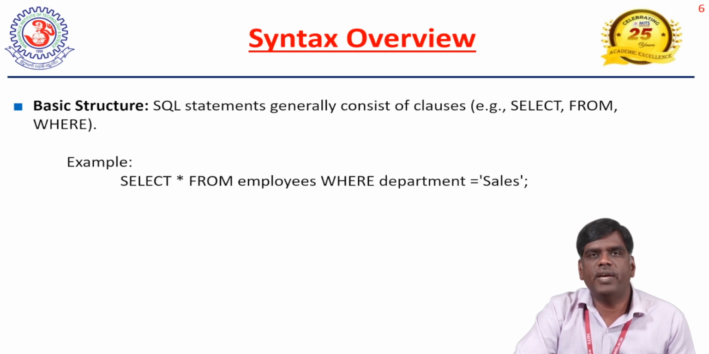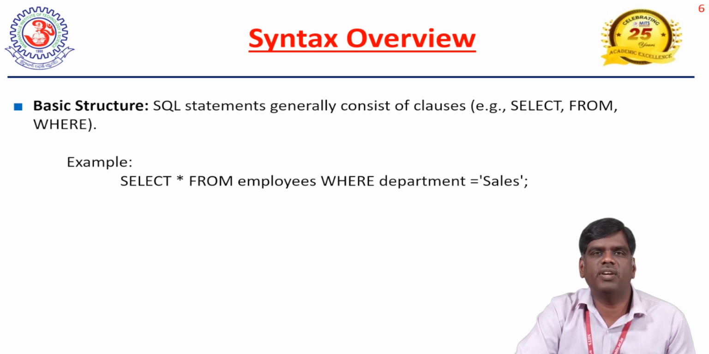So this will be the basic structure of SQL. An SQL statement generally consists of clauses like select, from, where. This will be the simple example to select the employee table. We already told that the employee table will have rows and columns. So here I'm going to put select star from employee. It means that it is going to display the employee table.